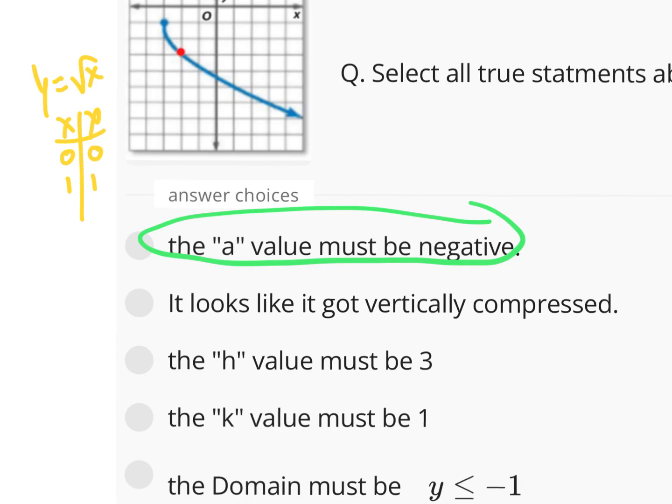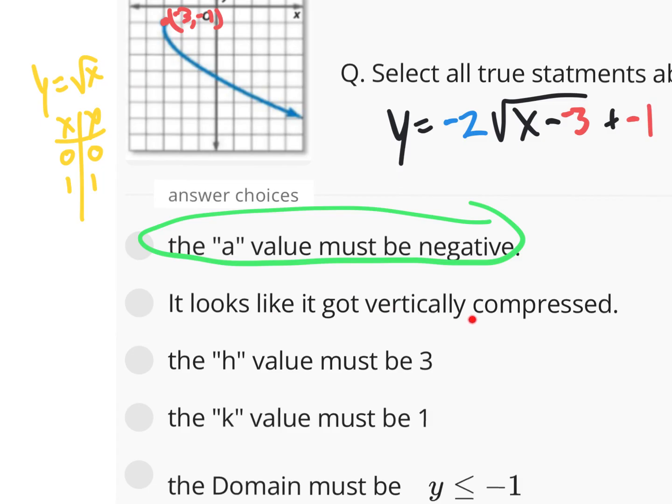So that must mean that the a value is -2. So we have y equals -2, and then the square root of x minus h, and then plus k on the outside. And the h value and the k value are -3, -1. So it looks like it got vertically compressed. Absolutely not. It got vertically stretched by 2. So it does get reflected over the x-axis, then vertically stretched by 2, not compressed.